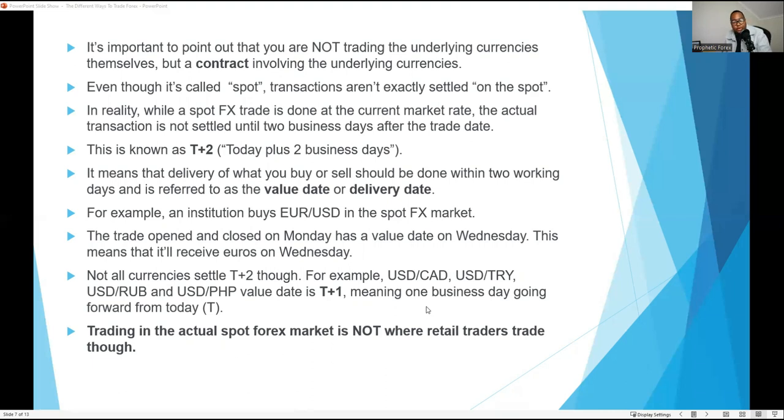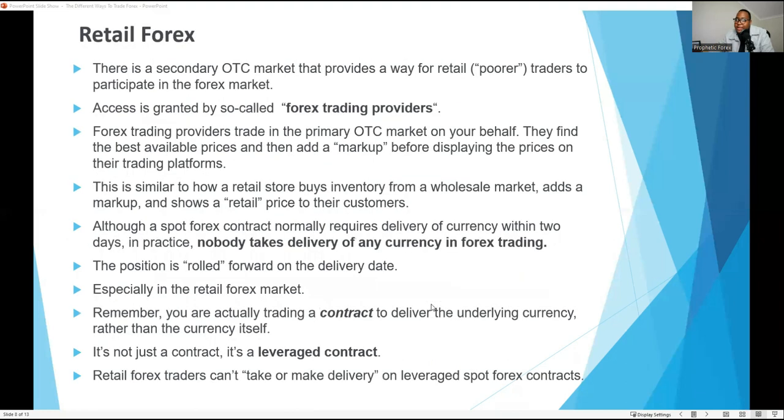Not all currencies, of course, settle at T+2 though. For example, USD CAD, USD RUB, USD Philippines, I think it is. For these, the value date will be T+1, meaning one business day forward is when you're actually going to get your delivery. And of course, this is not relevant to retail forex traders, because all of this work that I just mentioned is actually done by our brokers.